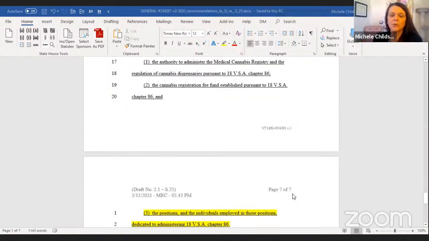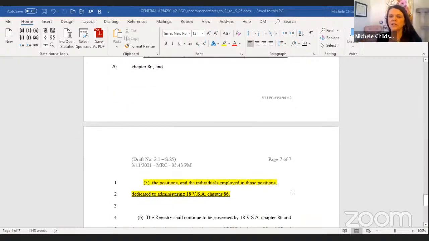And then they would also move the positions, including the individuals who are currently employed in those positions. So they would just keep doing what they're doing, but under the board. And I think part of the hope there, and I think there's 3 full-time classified positions currently, is that they would perhaps be able to offer some assistance to the board in the other areas, because the board has so much to do in these first couple of years.